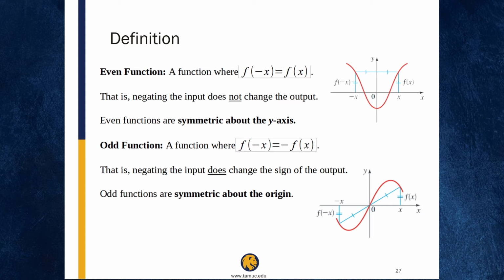An odd function is a function where f of negative x is equal to negative f of x. That is, negating the input does change the sign of the output from positive to negative. Odd functions are what we call symmetric about the origin. And next to it here, you can see what a picture would be when it's symmetric about the origin. The origin is the point in the middle where the x and y axis meet, and so that's a symmetric point for this particular type of graph.